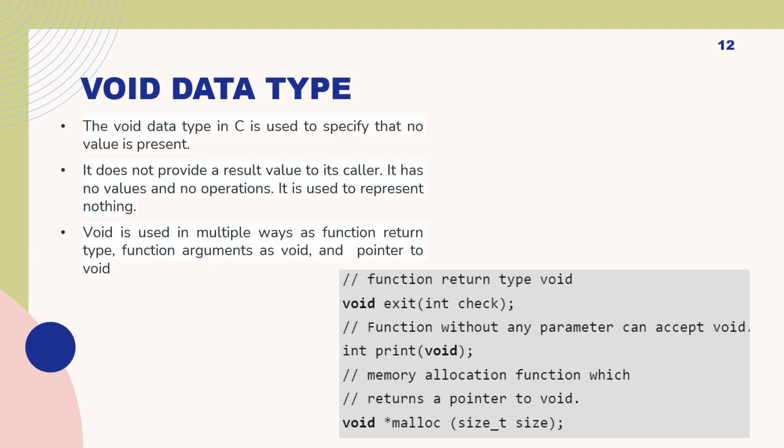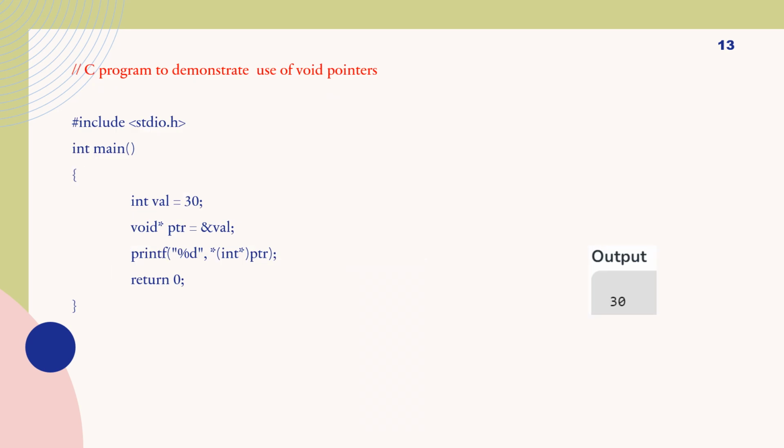And next we'll move on to the void data type, and this is used to specify that no value is present. It does not provide a result value to its caller. It has no value and no operations. Actually, void is used to represent nothing, but it is used in multiple ways: as a function return type, as a function argument, and as a pointer to void. And here is also an example to demonstrate the use of a void pointer.